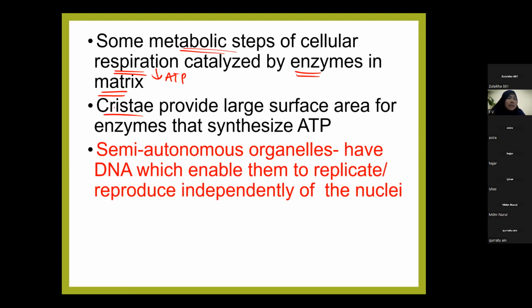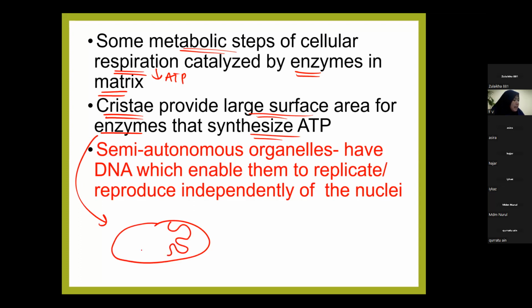Cristae. Ingat balik, cristae itu apa? Cristae is the inner membrane that is folded. Right? So, cristae provide large surface area for the enzyme that used to synthesize ATP. Okay, itu sebab kenapa Allah ciptakan inner membrane of mitochondria tu berlipat-lipat macam ni. Dia berlipat-lipat macam ni. Untuk apa? Untuk increase dia punya surface area. Luas permukaan. So, bila luas permukaan lebih besar, maka lebih banyak ATP dapat dihasilkan.